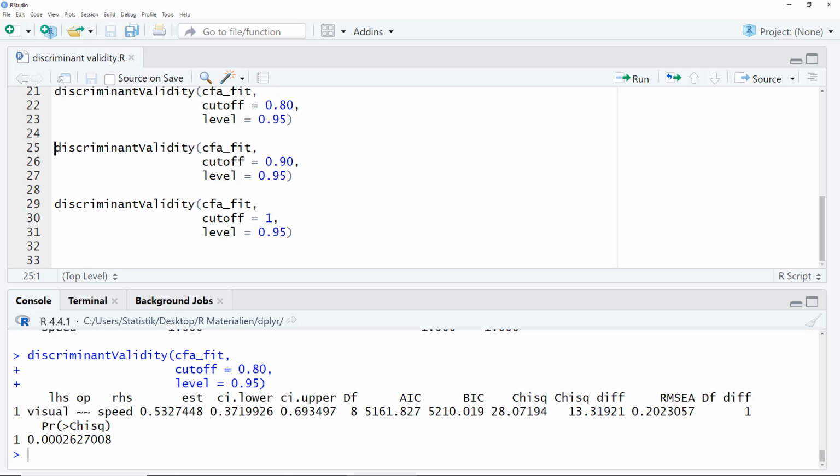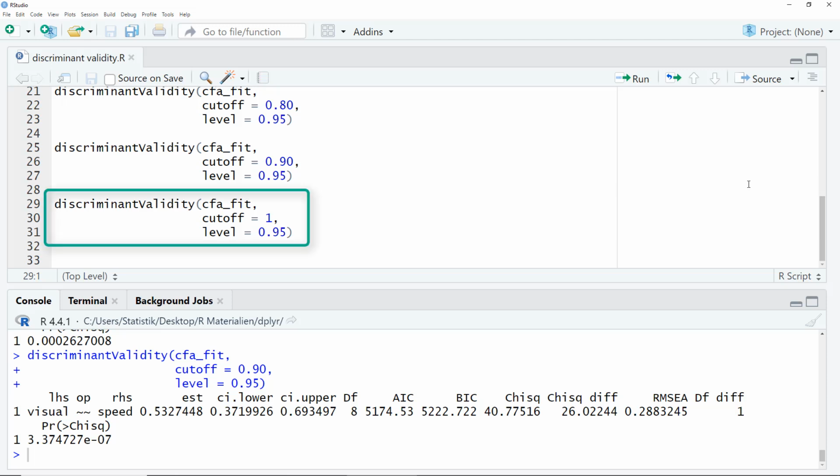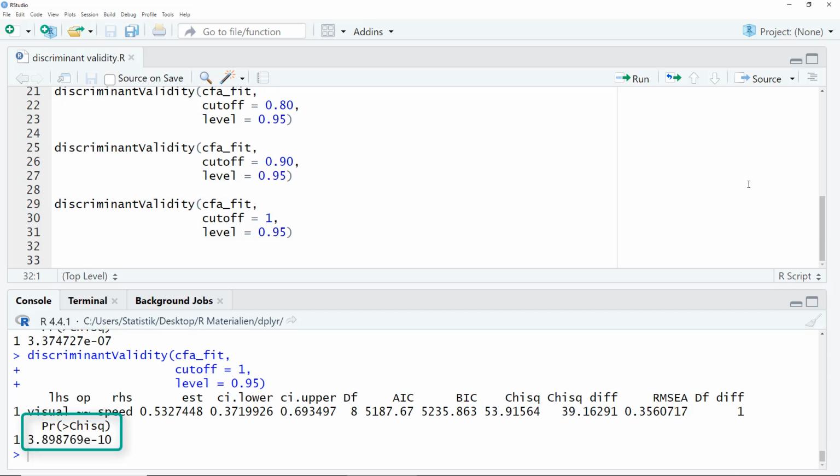If this test had not been significant and we wanted to use the likelihood ratio test for assessing discriminant validity, then next we could run the same function with a cutoff of 0.90 to test whether, based on a likelihood ratio test, the correlation between those two constructs is at least significantly lower than 0.90. Here, obviously, because it's smaller than 0.80, it will also be smaller than 0.90, so again, it's significant. But if this had not been significant, then the next step would be to test whether the correlation was at least significantly smaller than 1. Here, of course, significant too.